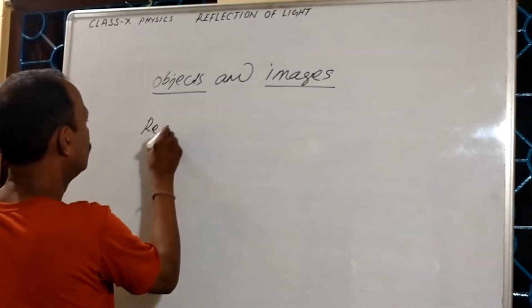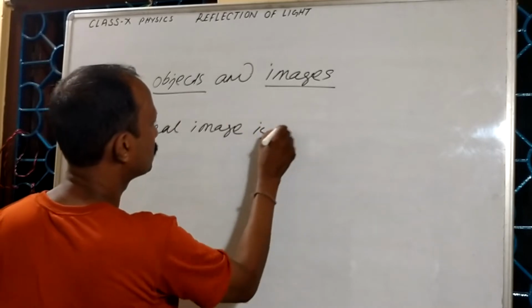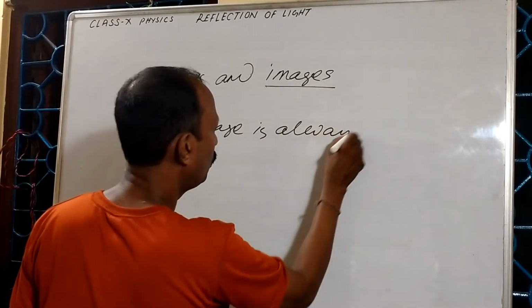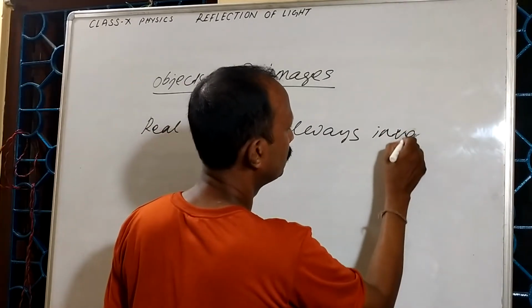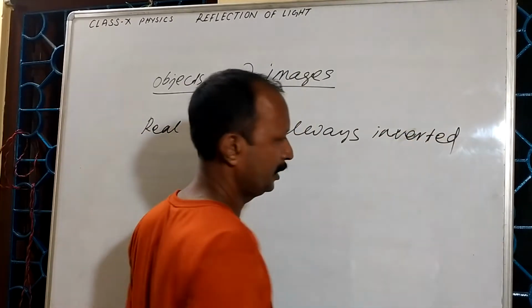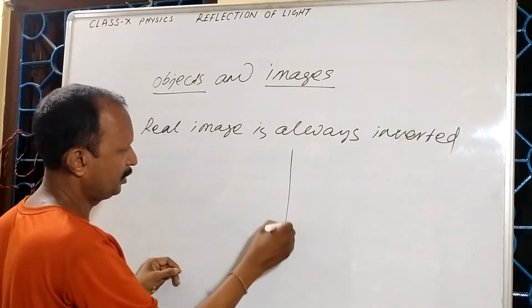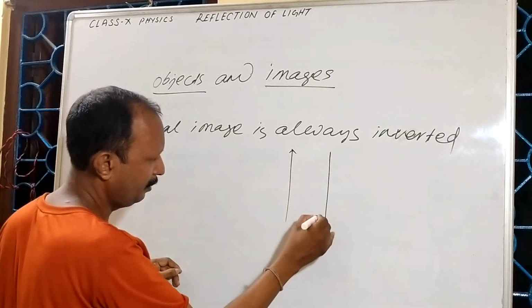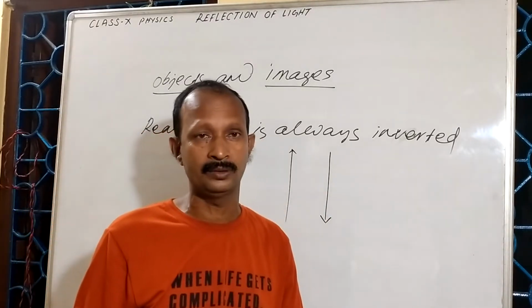So a real image is always inverted, vertically inverted. That means if the object is like that, the image will be like this. This is about the real image.